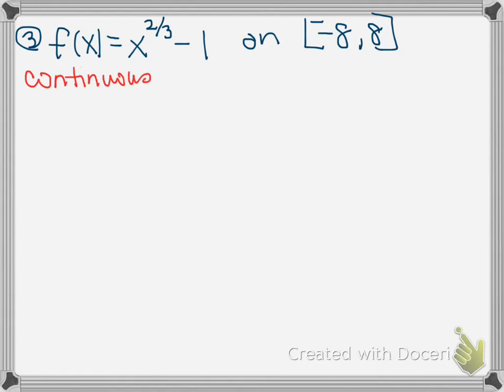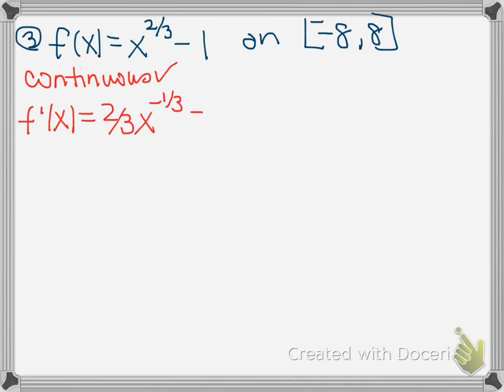Feel free, because you have a video, pause this, try the problem on your own, then go back and hit play again and check your work. Okay? So here we are continuous. I got to take a derivative. So f prime equals 2/3 x to the -1/3.